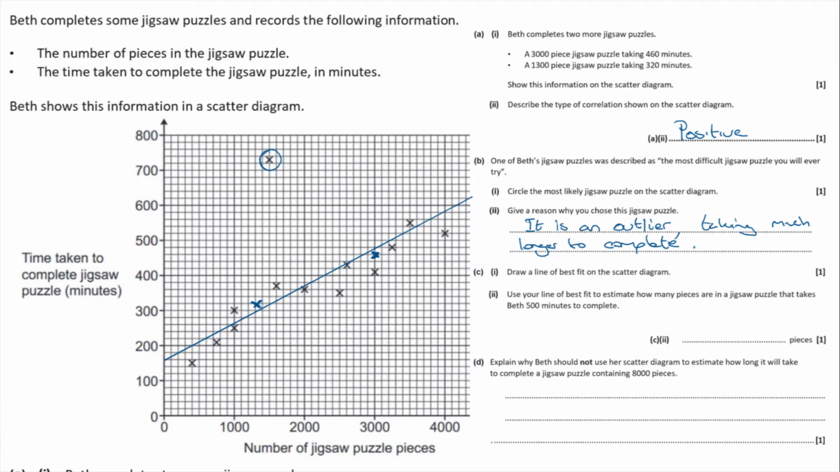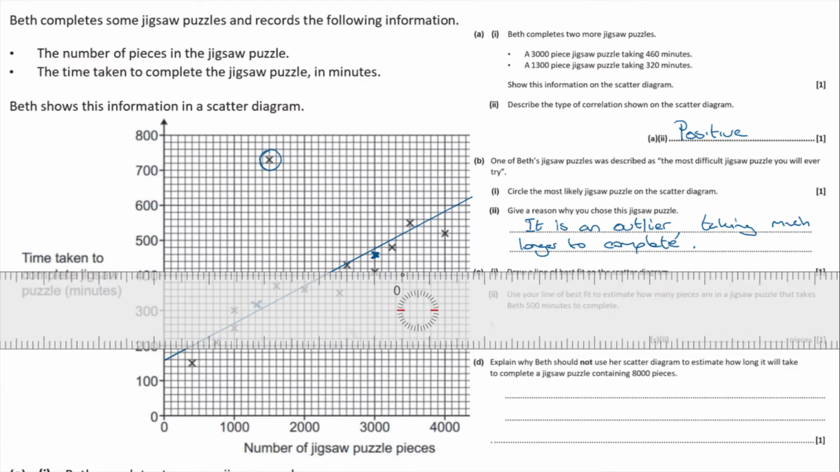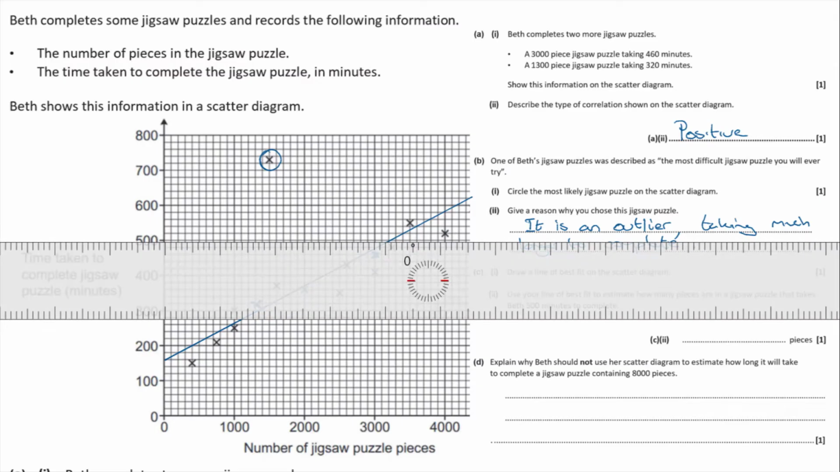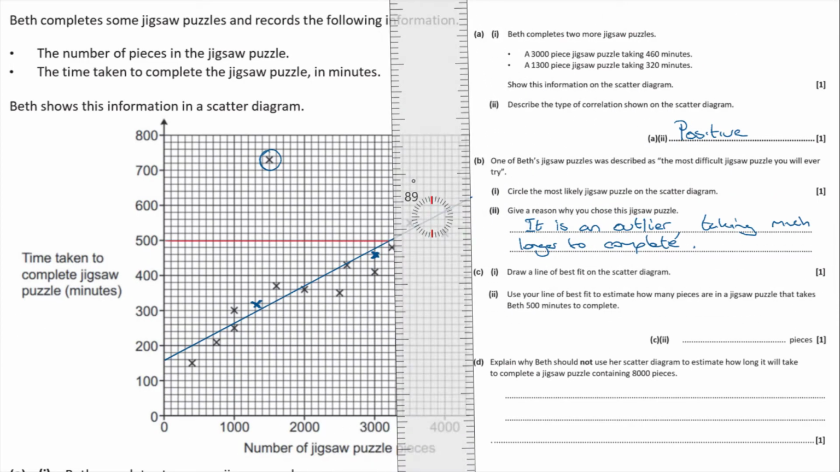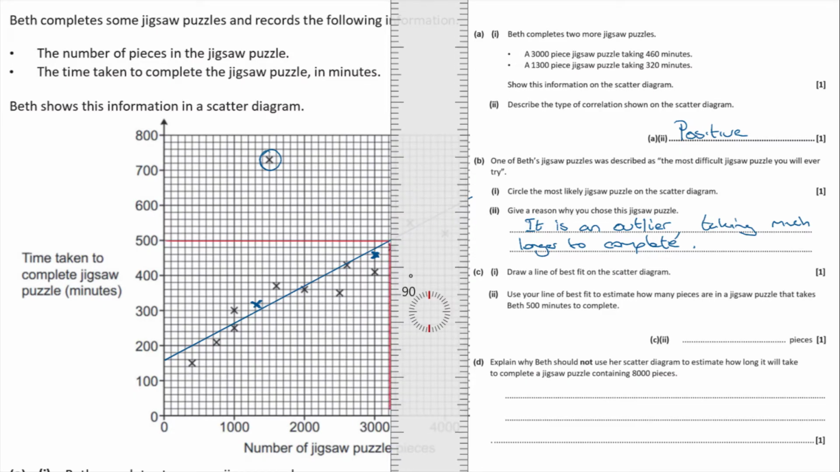And it says use your line of best fit to estimate how many pieces are in a jigsaw puzzle that take Beth 500 minutes to complete. Okay, so we're going to find 500 minutes on the minutes axis, which is here, look. And I'm going to read across to my graph and then change directions and read down. So across to the line of best fit that I found. I'm going to spin round and go down to the other axis and read off my mark down there, look.